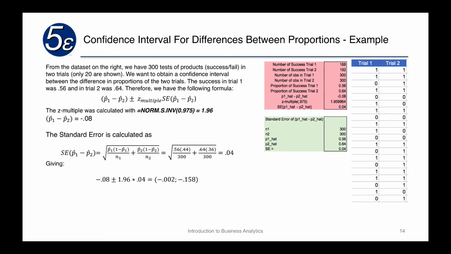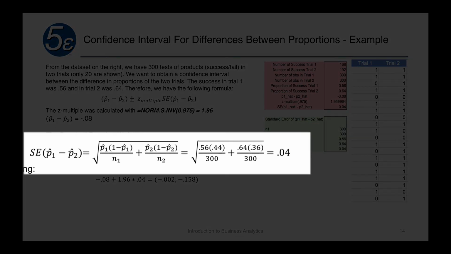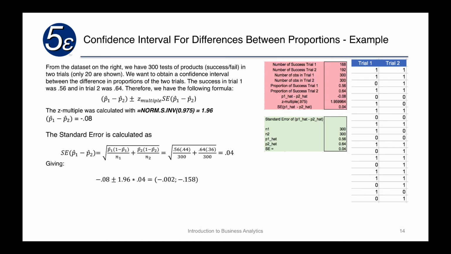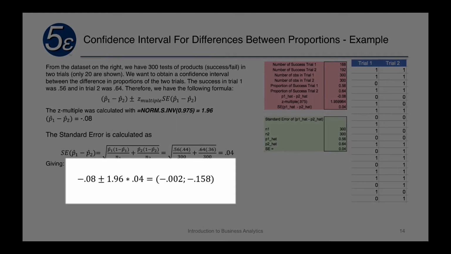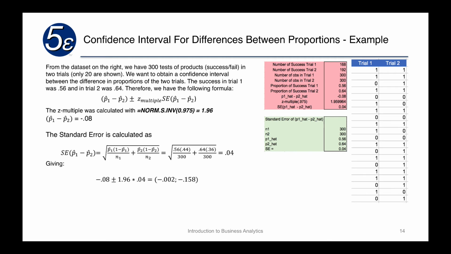So our standard error was now calculated as the square root of 0.56 times 0.44 divided by 300 plus 0.64 times 0.36 divided by 300, and this gives us a value of 0.04. So therefore, our confidence interval will be negative 0.08 plus or minus the 1.96 that was calculated from the z-multiple times 0.04. And therefore, we have bounds of negative 0.002 and negative 0.158.